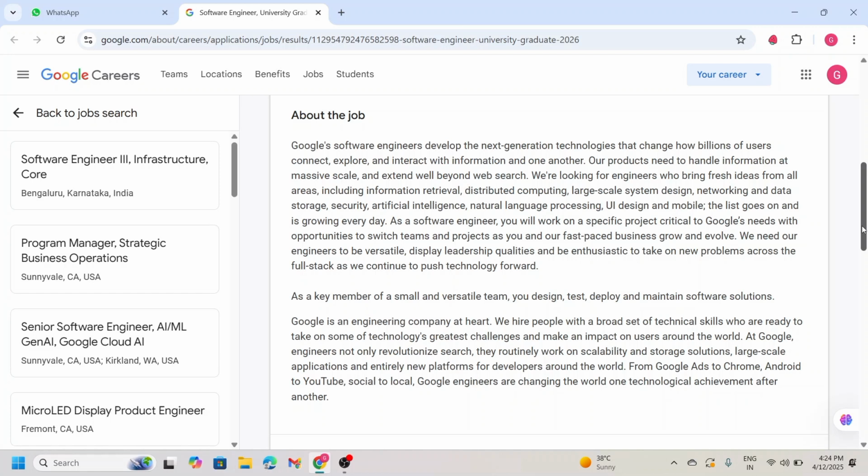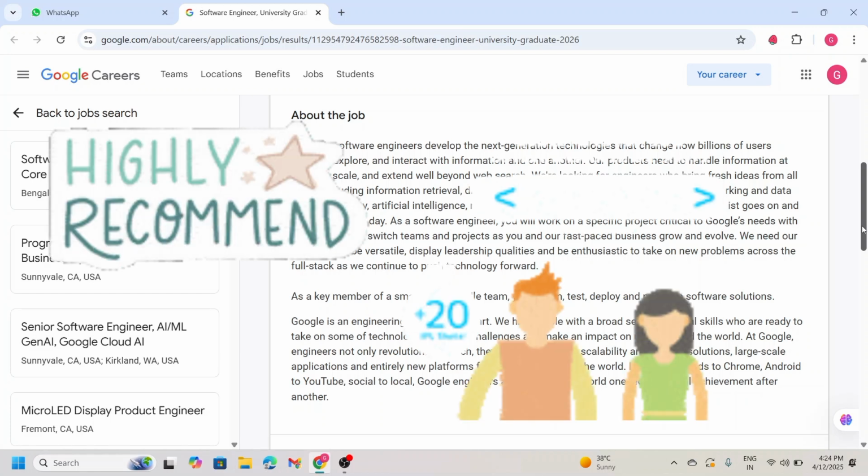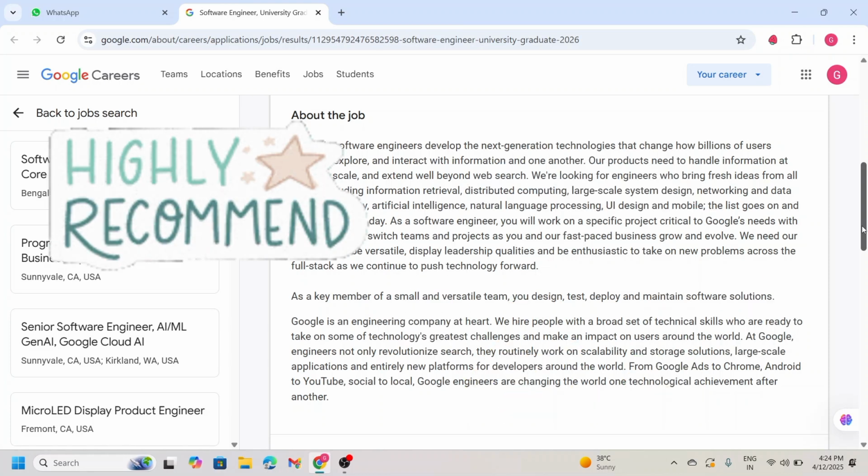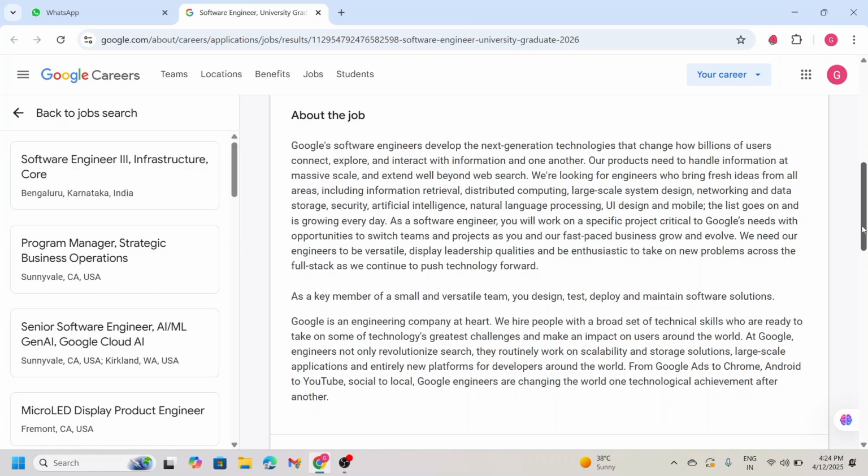And here is one more important tip. Try to get a referral from someone who is already working at Google. It could be anyone in any engineering role. A referral can really increase your chances of getting noticed by the recruitment team, especially at a company like Google, where the competition is too high. So, if you know someone from LinkedIn or any senior from college who is at Google, don't hesitate to reach out and ask politely for a referral.